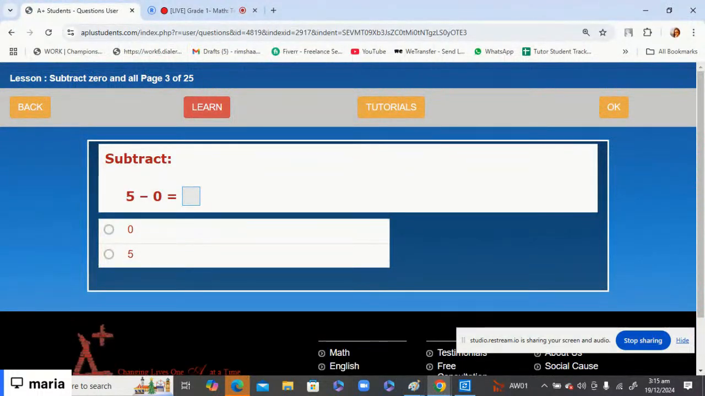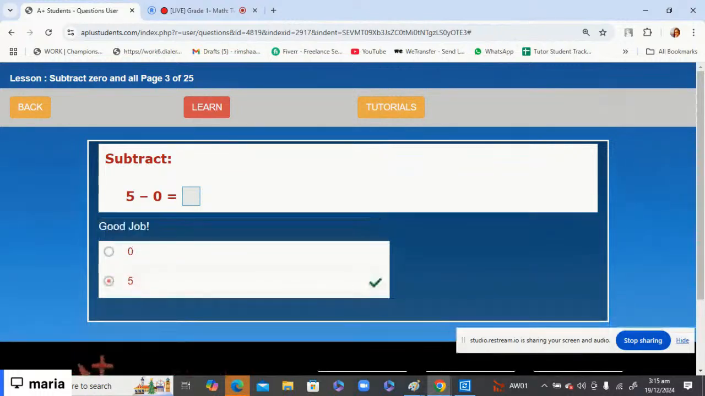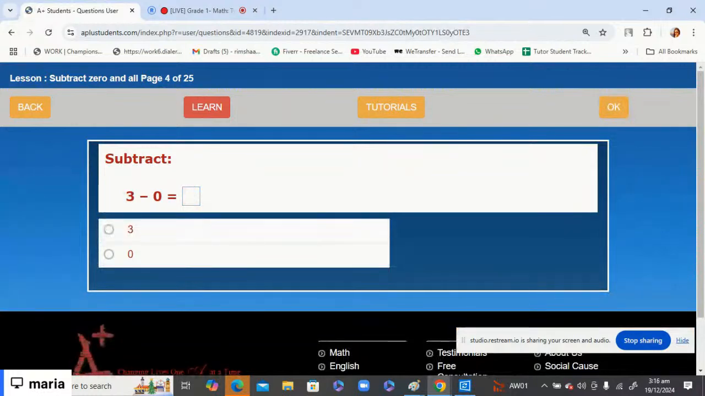So 5 minus 0, again the same thing. If 0 is subtracted from any number, then you get the answer of that number, okay? Subtract 3 minus 0. So this is 3.